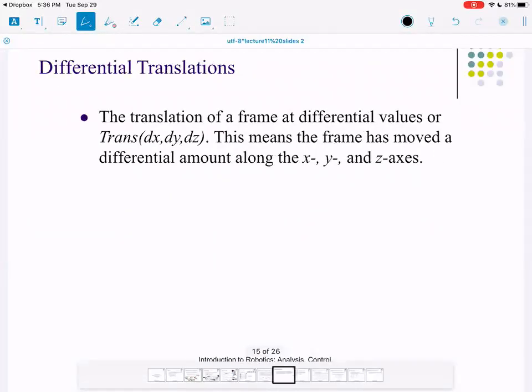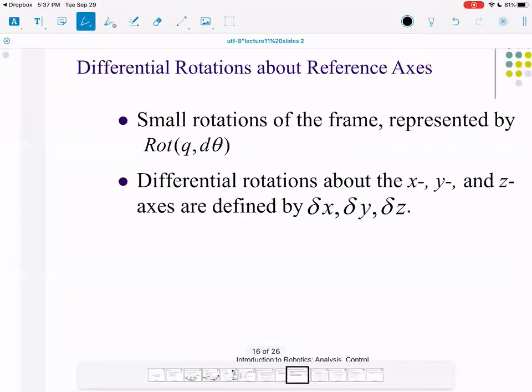Now, what are differential translations? Differential translations are simply small motions along the x-axis, y-axis, and z-axis. Whenever I talk about frame differential translation, it means I physically take that frame and move it along the x-axis, y-axis, or z-axis. And dx, dy, dz are the distances used for translating that frame.